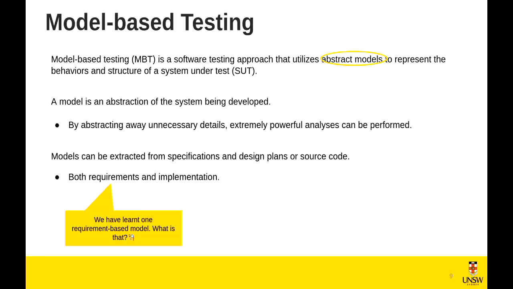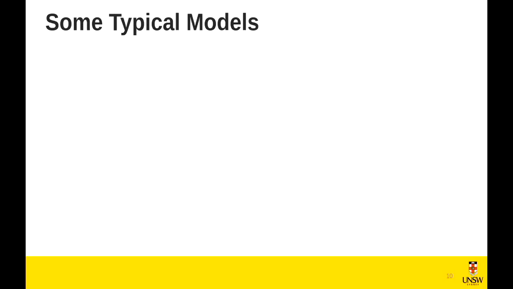For functional testing, we have learned something, right? We have learned boundary value, we have learned equivalent class, we learned decision table, and we learned cause effect graph. Yes, actually decision table and cause effect graph, both of them are models we could derive from requirements. So here are some typical models we will encounter if we want to do model-based testing.